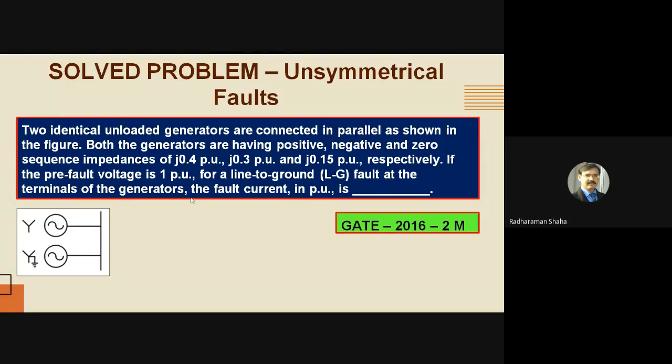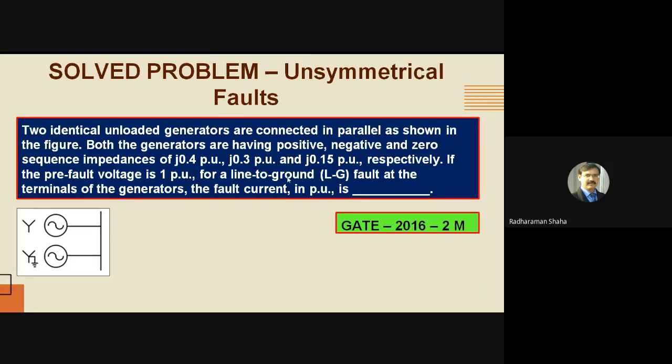Now let's see one by one what the given data is. The given data are the impedances: J 0.4 per unit, J 0.3 per unit, and J 0.15 per unit. These are the three impedances given to us. The first one is the positive sequence, the second one is the negative sequence, and the third one is the zero sequence. So what are we asked to calculate?